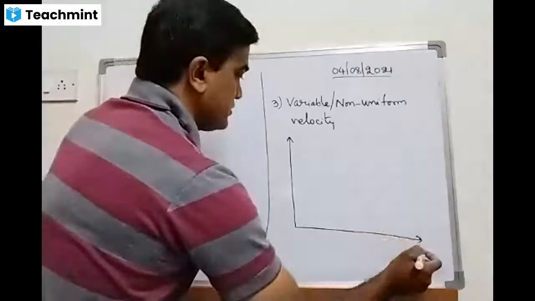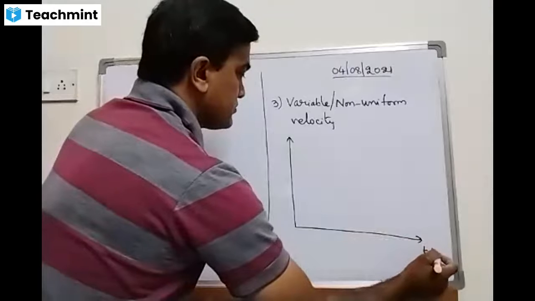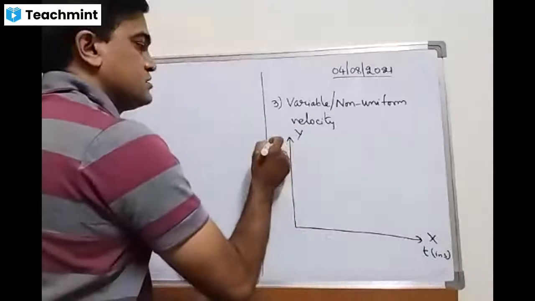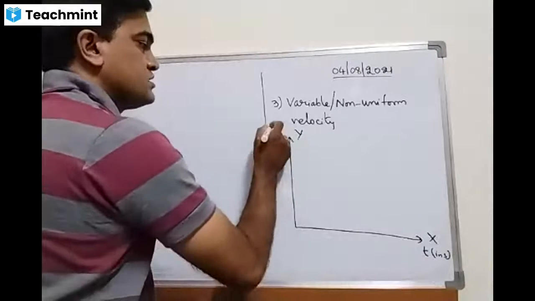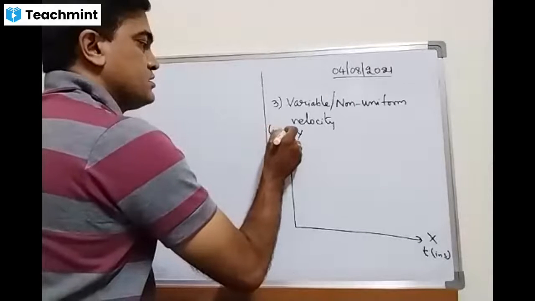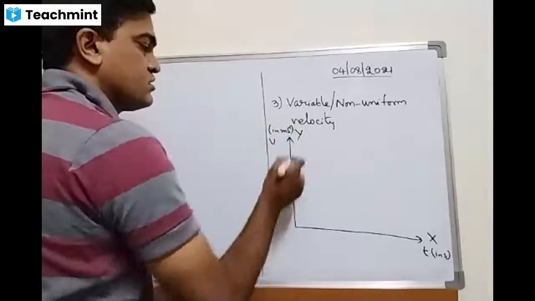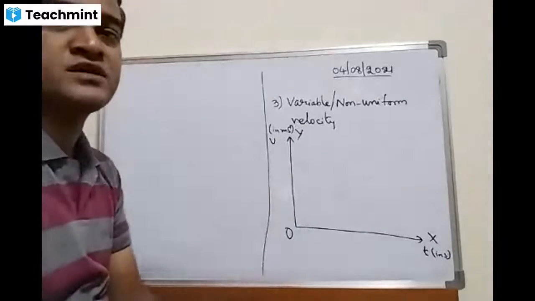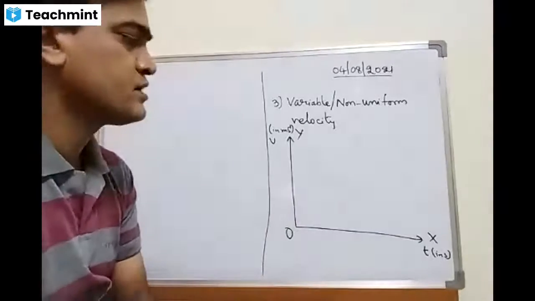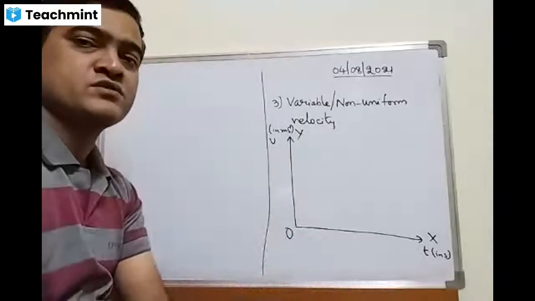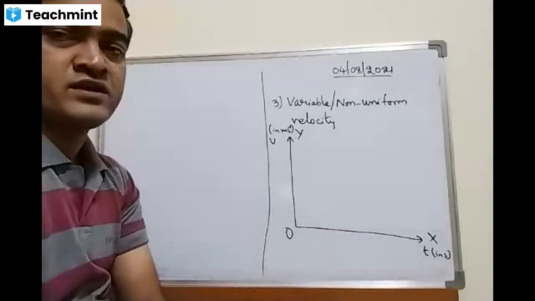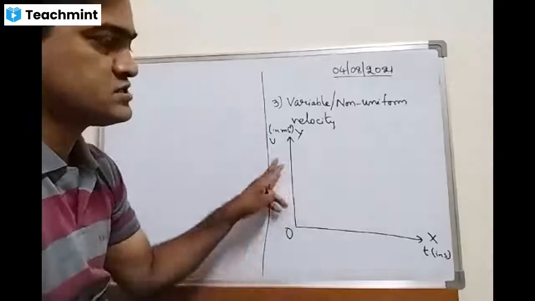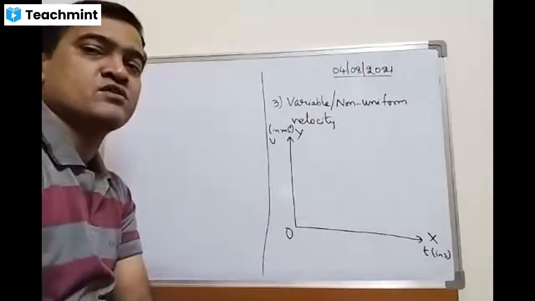taking time in seconds along x-axis and velocity in meter per second along y-axis. Velocity is in meter per second, which is the SI unit of velocity, and the second is the SI unit of time. So I have taken time, which is independent variable along x-axis, and velocity depends upon time, which I have taken along y-axis.